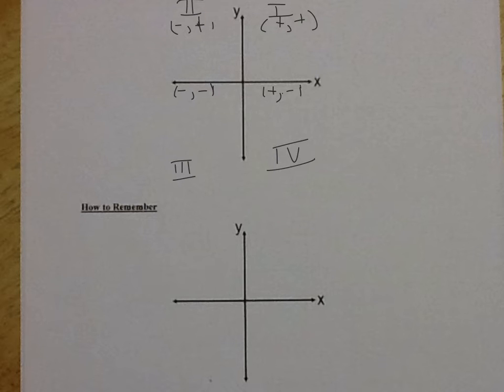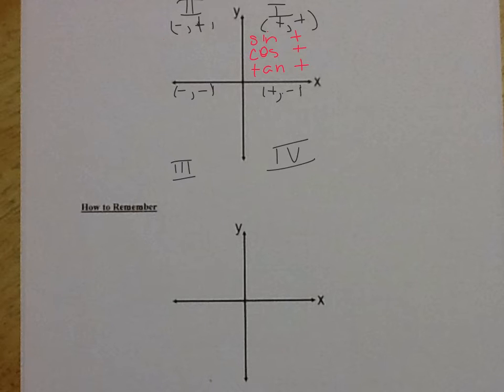Okay, so now let's talk about sine, cosine, and tangent. In quadrant 1, sine is going to be what? Positive or negative? Well, sine is your y value. Your y value in quadrant 1 is positive. Cosine is your x value. Cosine in quadrant 1, your x value is positive. And tangent, which is sine divided by cosine, is a positive divided by a positive, which is equal to a positive.